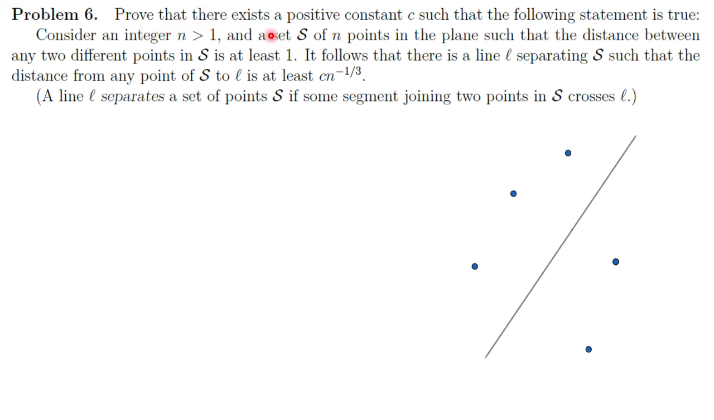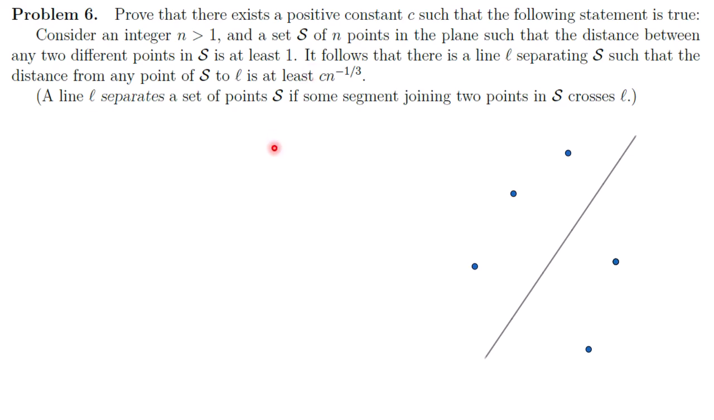Prove that there exists a positive constant c such that the following holds. Consider an integer n and a set of n points in the plane such that the distance between any two different points is at least 1. Then show that there is a line L separating the points such that the distance from any point to L is at least c times n to the minus 1/3.